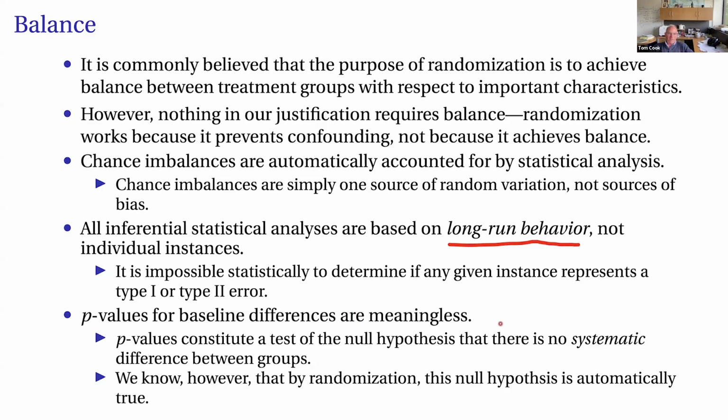And then finally, p-values for baseline differences are meaningless. And fortunately, I see in most journals these days, they don't put p-values in their baseline tables. That used to be common. I don't think it happens anymore. The p-values constitute a test of the null hypothesis: there's no systematic difference between groups. But we know a priori that based on the randomization, this null hypothesis is automatically true. So we're testing the hypothesis that we already know is true. So that's pointless.